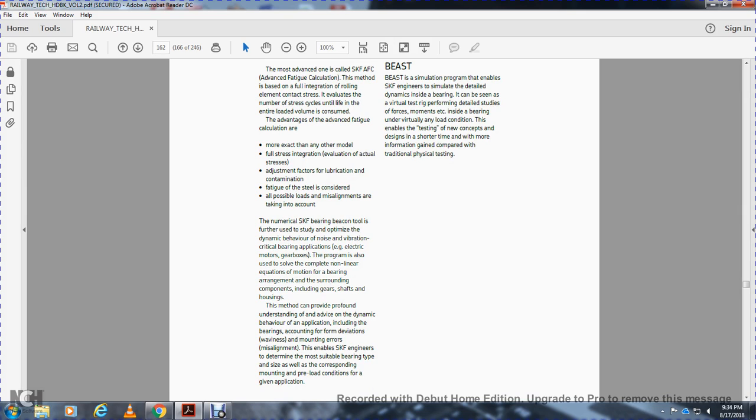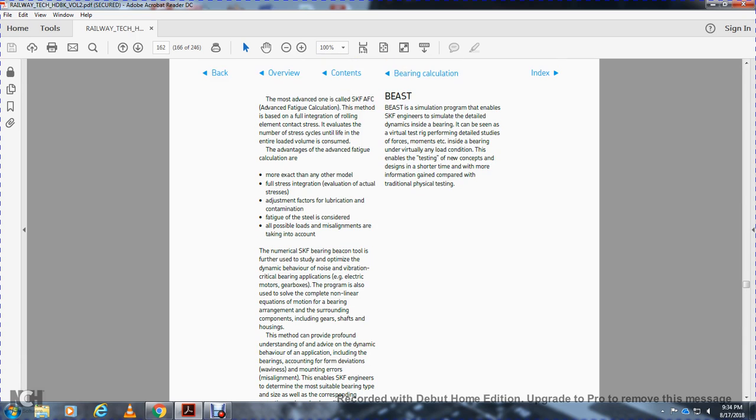The numerical SKF Bearing Beacon tool serves to optimize dynamic behavior, noise, and vibration in bearing applications such as electrical motors, gears, and gearboxes. The program solves the complete nonlinear equations of motion for the bearing arrangement and the surrounding components, including the gear and shaft. Bearing actuation includes deviation in the form of waviness and mounting error with misalignment, enabling SKF engineers to determine the most stable bearing type and the corresponding mounting with pre-locating conditions for the given application.